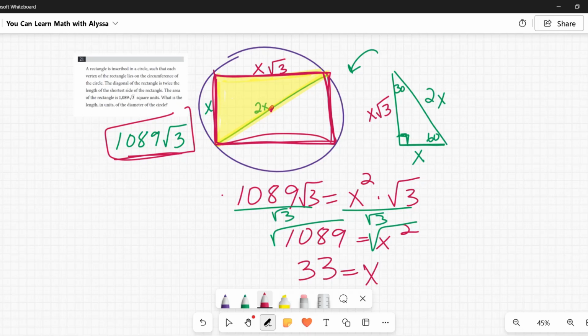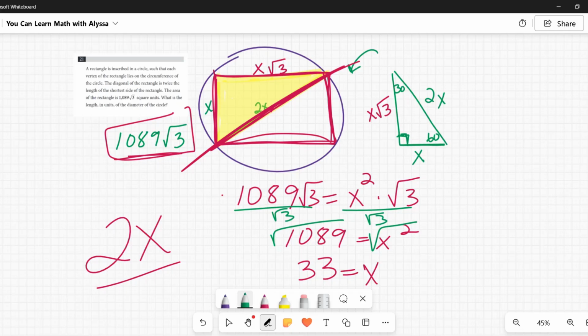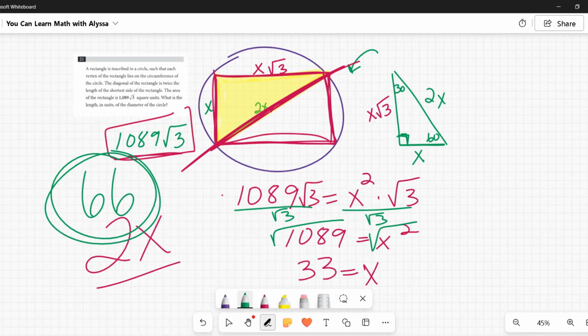Now this is where I guarantee some students are going to say 33, I got my answer, boom. And they're going to move on, and they got it wrong after all this hard work. Ah, how frustrating, because they didn't ask for x. They asked for the diameter of that circle, which is 2x. So 2 times 33, which is 66, and that is your answer. It is 66 units for the diameter of the circle.